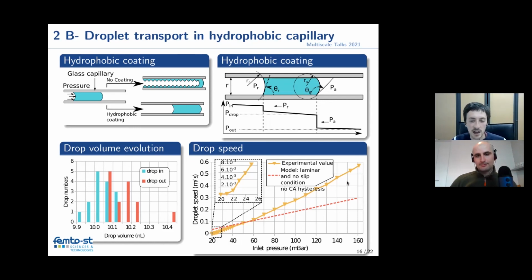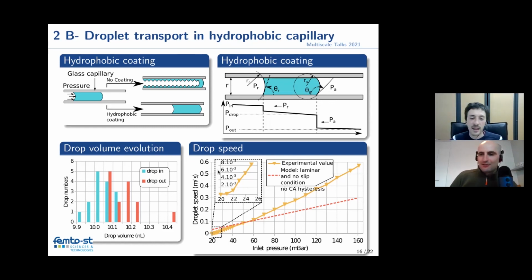So I think there's quite an interesting phenomenon happening here about the droplet slipping on hydrophobic tubing, and especially to make this droplet go faster. It's also something really interesting to look at a bit more. I hope I have time to go for this.